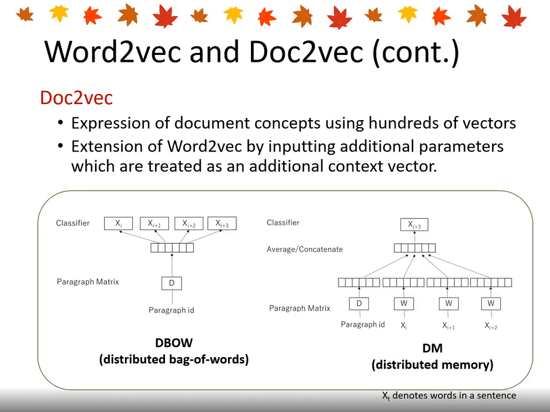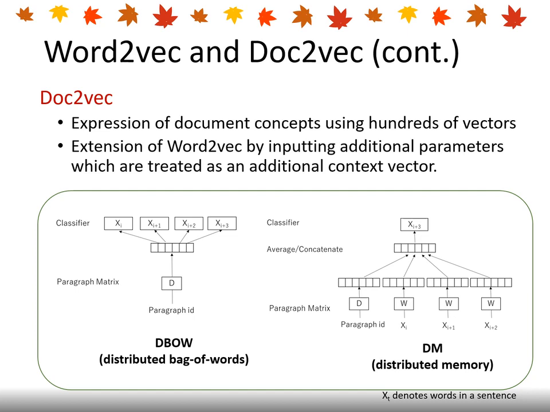Here is the concept of Doc2Vec. Doc2Vec is a method for expressing the concepts in documents using hundreds of vectors, and it is an extension of Word2Vec for learning document embeddings. The DBOW works in a way similar to skip-gram.